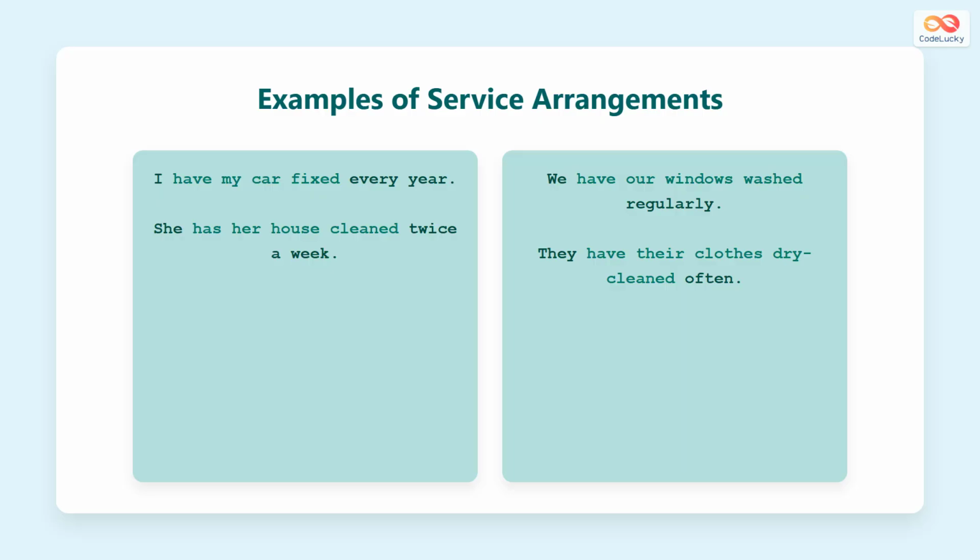Here are more examples. I have my car fixed every year. She has her house cleaned twice a week. We have our windows washed regularly. They have their clothes dry cleaned often. All show arranging for services.